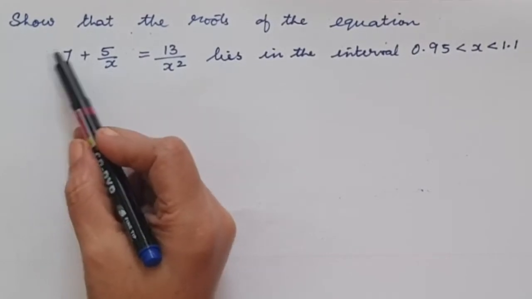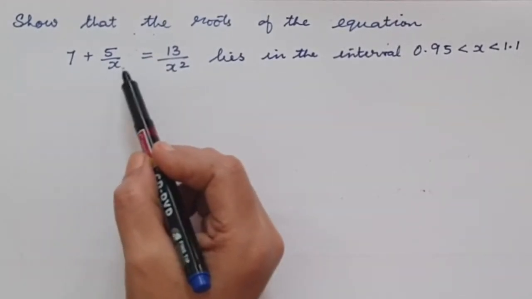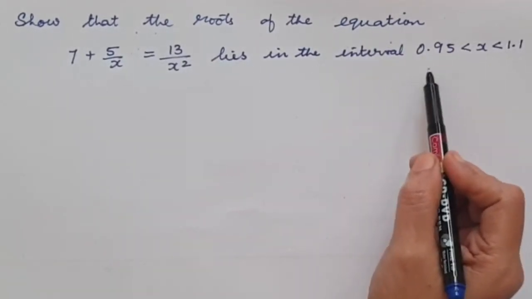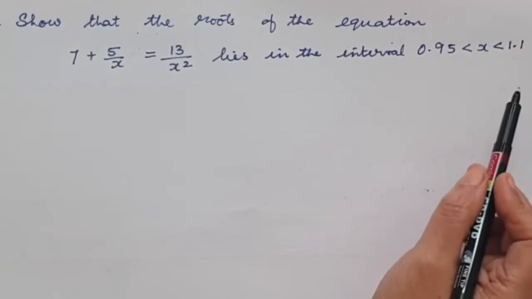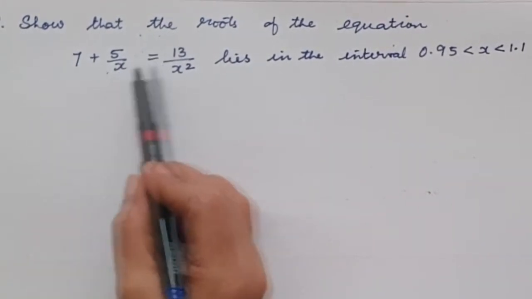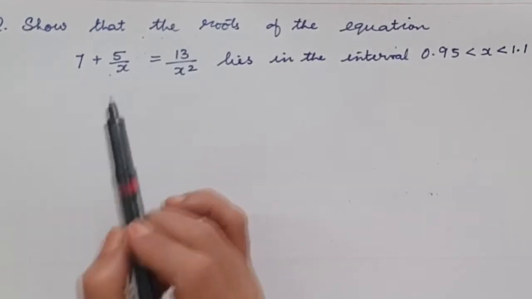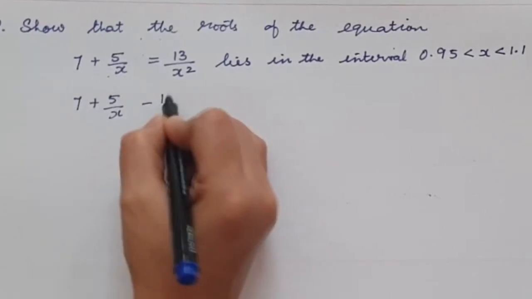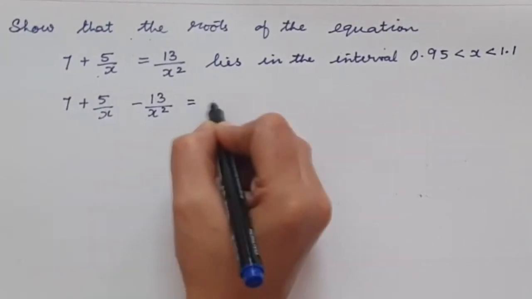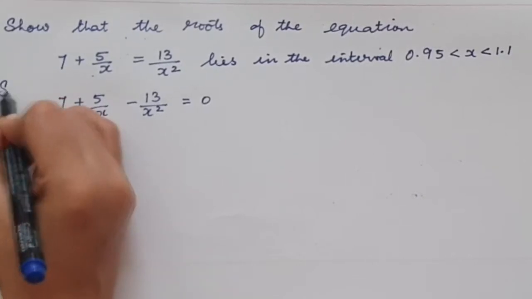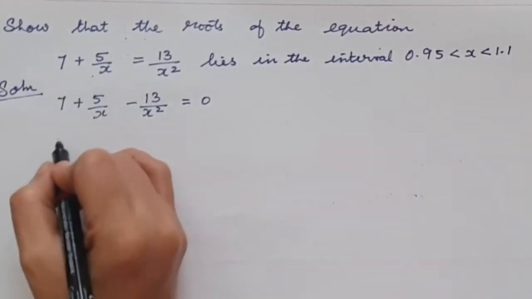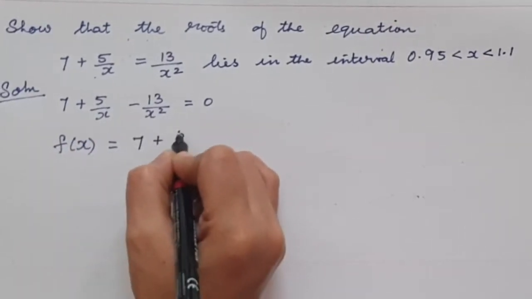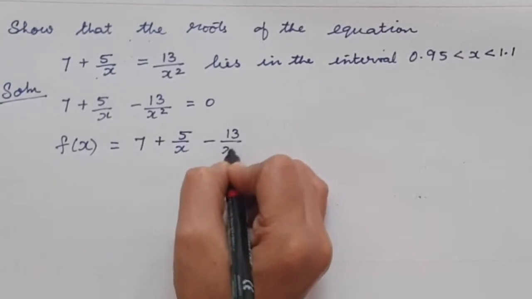Now the second question: show that the roots of the equation 7 plus 5 over x equal to 13 over x squared lie in the interval 0.95 less than x less than 1.1. Now you see that we have two sides of the equation, so we'll first shift it to one side. So it will be 7 plus 5 over x minus 13 over x squared equal to 0 when we shift it. Then the next step is we write this as f of x. Whatever we get, we write it as f of x. That is 7 plus 5 over x minus 13 over x squared.